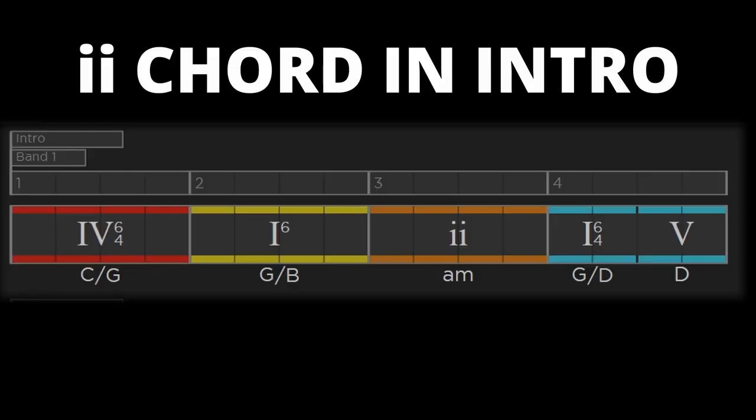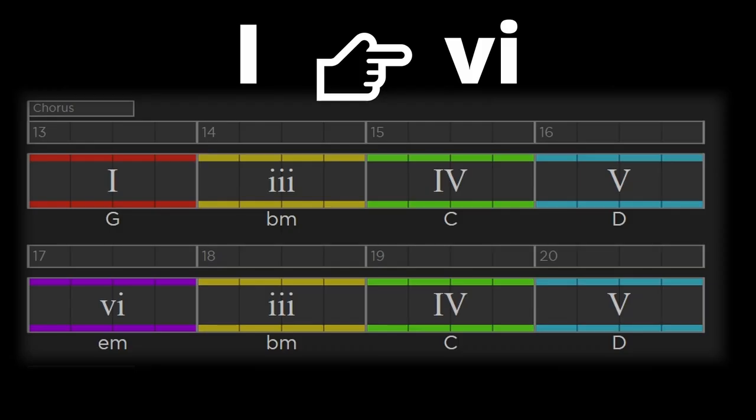In the intro, we swap the 4 chord for its relative minor of 2. It is the only minor chord in this section. The verse stays the same, just previewing the 3 chord slightly. In the chorus, we're changing the second repeat 1 chord to its relative minor 6. Listen to the drama this brings to the chorus.